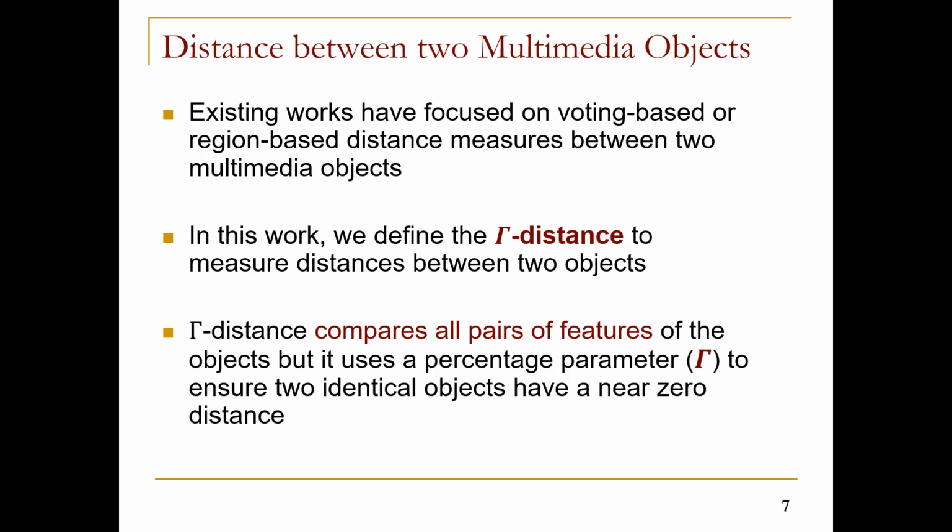In this work, in order to give theoretical guarantees for our results, we propose a gamma distance measure that compares all pairs of features of the objects, but it uses a user-specified percentage parameter gamma to ensure two identical objects have a near zero distance.